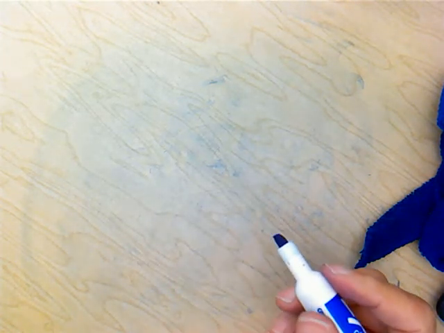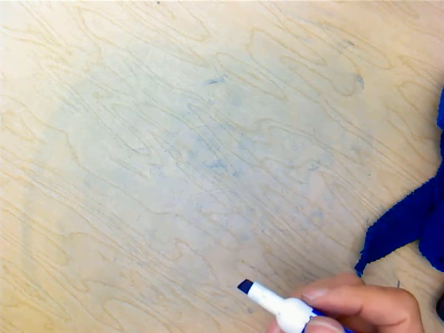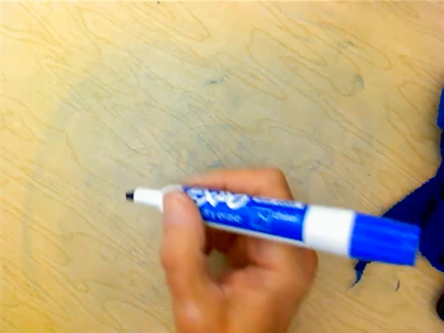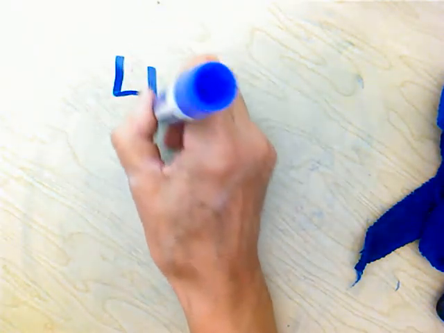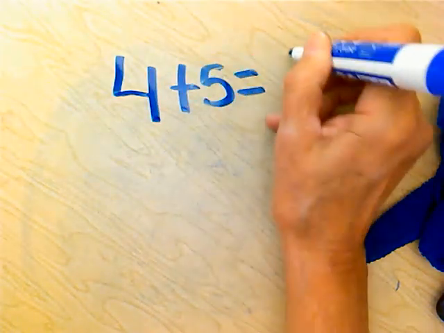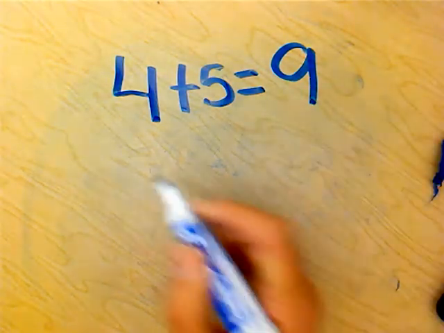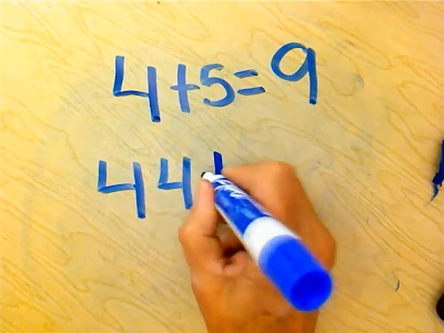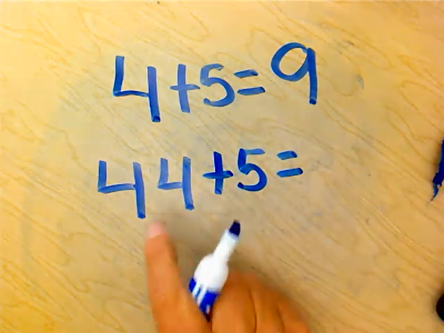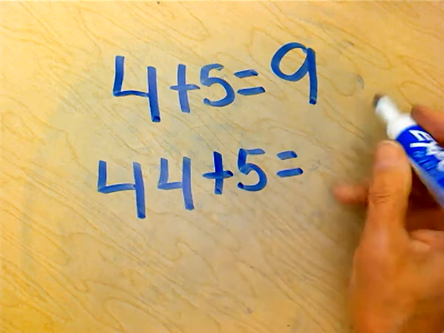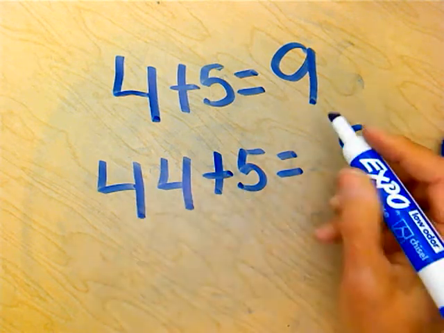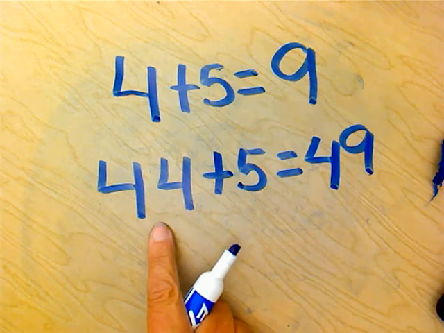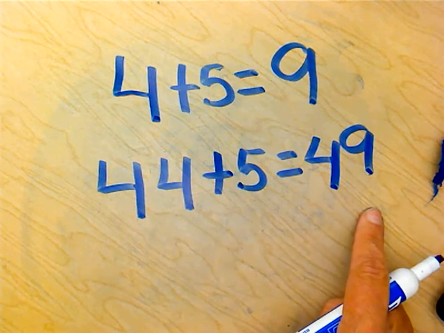I'm going to look at one of these off of our sprint. Let's do 4 plus 5 equals 9. What if I had 44 plus 5? What would that give me? Well, I know that 4 plus 5 is 9, and 4 10s gives me 49. So 44 plus 5 would give me 49.